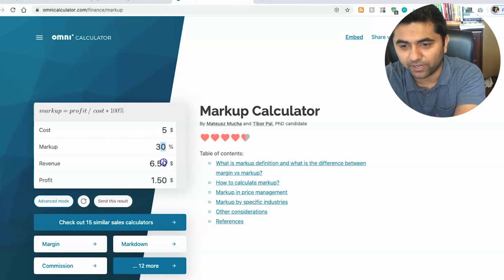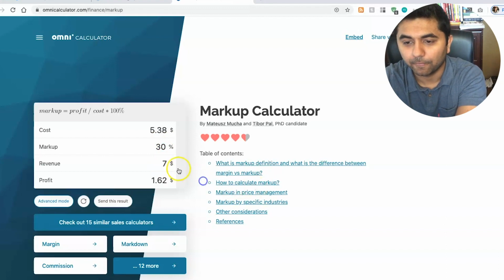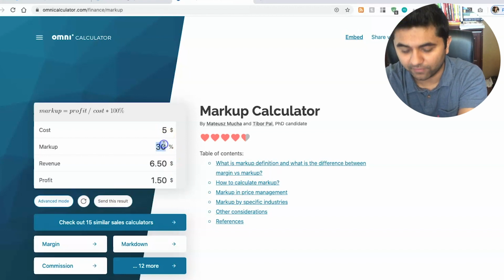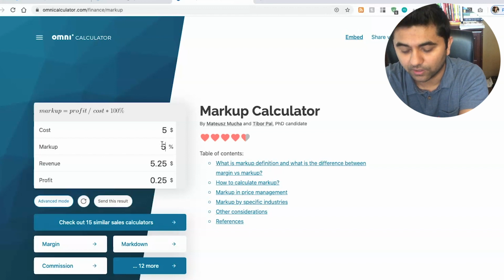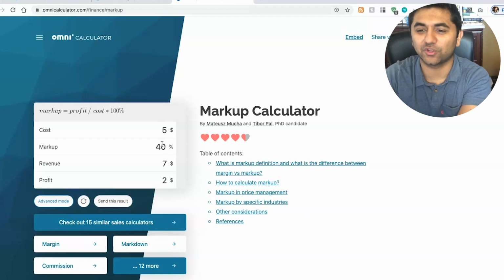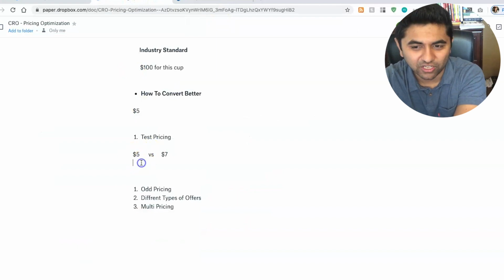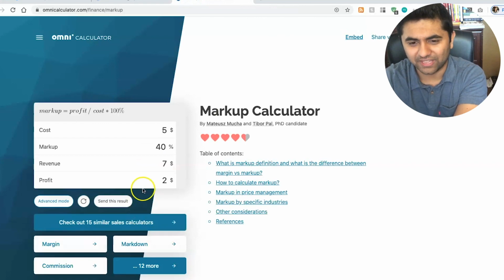So let's put 5 here. 5 and I think 35%, maybe a little bit more. 50%, a little bit more. Let's go 45. Okay, 40. Sorry about that. So your markup is 40%. So you are selling it for $5, and you're testing if people are willing to pay $2 more. In that case, you'll make more money, like $2 more. And think of it in volume, so you'll make more money.